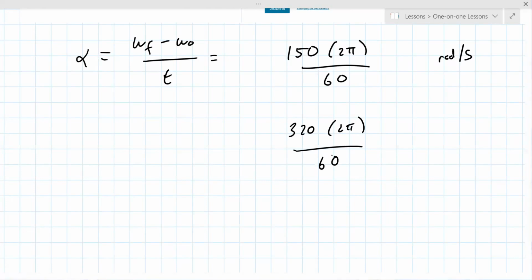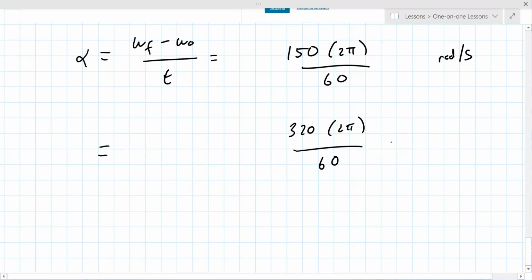All right. Which one do you want me to calculate? Both? Yeah, go ahead and give those both to me. All right, first one's 15.7. Next one is 33.5 for the second one.